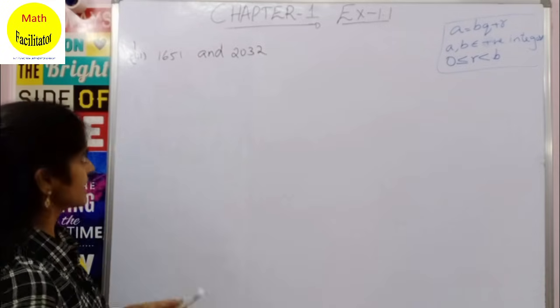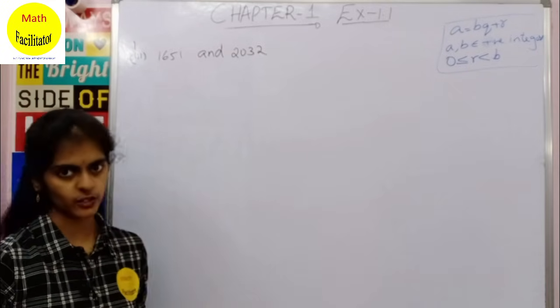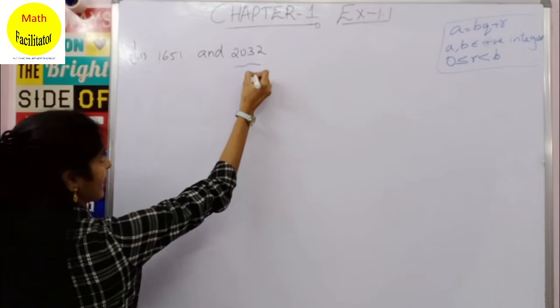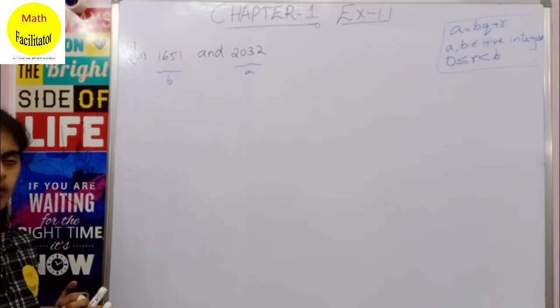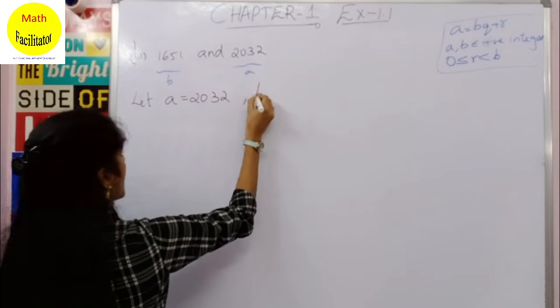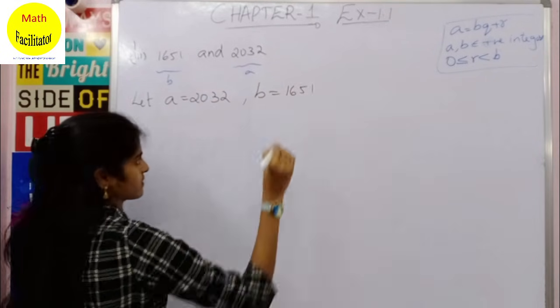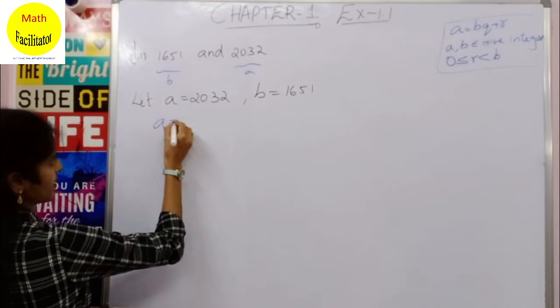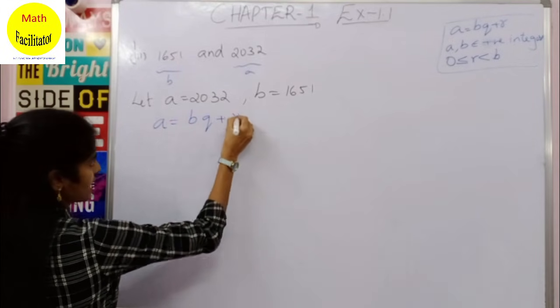The next question is 1651 and 2032. Now which is bigger? 2032 is bigger. So you will take this as A and this as B. Let A be equal to 2032 and B equal to 1651. Let us write it in the form of Euclid's division algorithm: A is equal to BQ plus R.